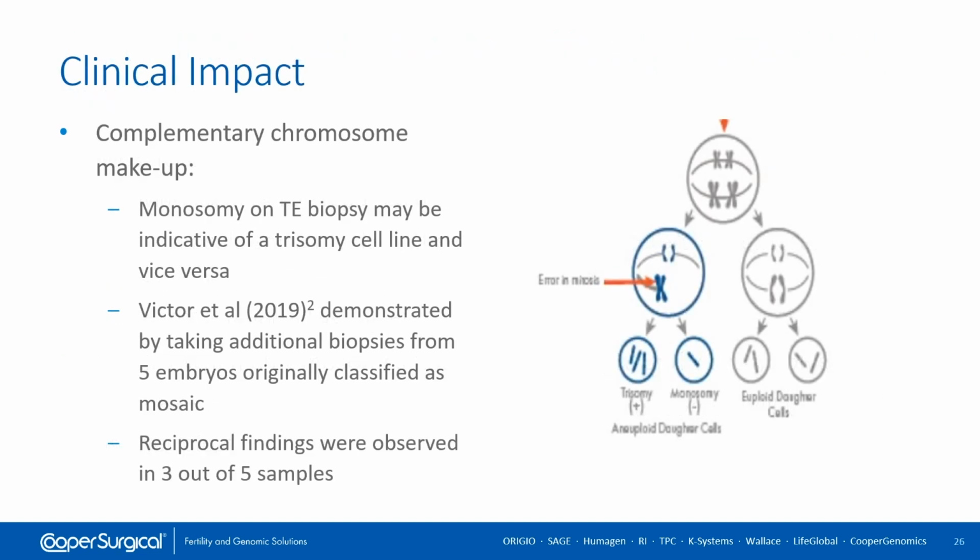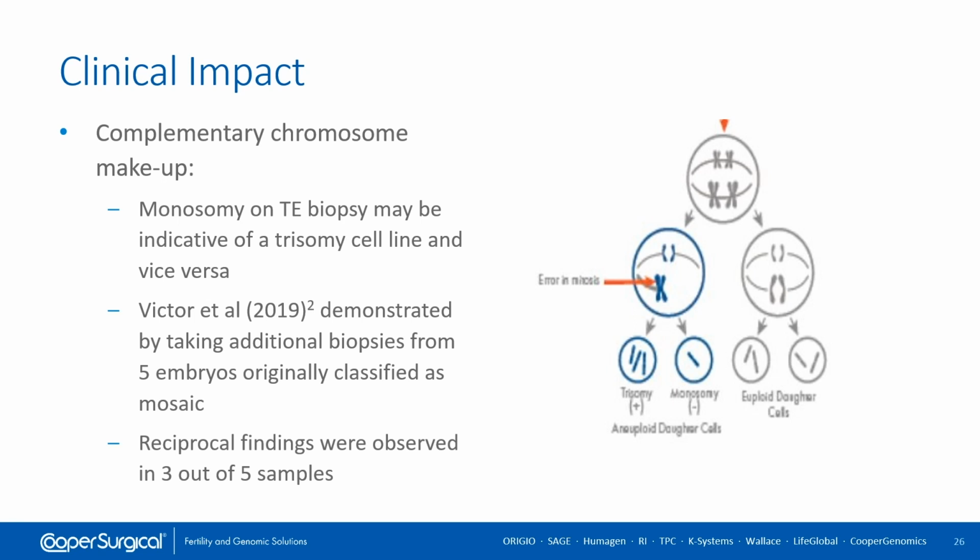Another point to consider when thinking about the viable aneuploidies is complementary chromosome makeup. You can see here on this picture on the right that when there's an error in mitosis, one resulting daughter cell will have a trisomy, while the other resulting daughter cell will have a monosomy. This is particularly important if you see a monosomy on a trophectoderm biopsy. It may actually be indicative of a trisomy cell line and vice versa.